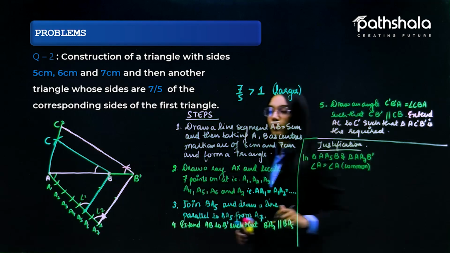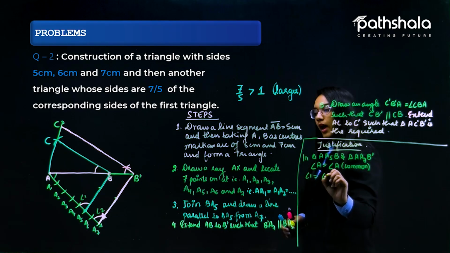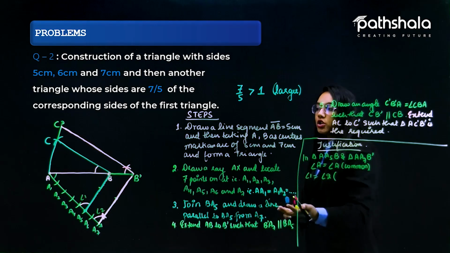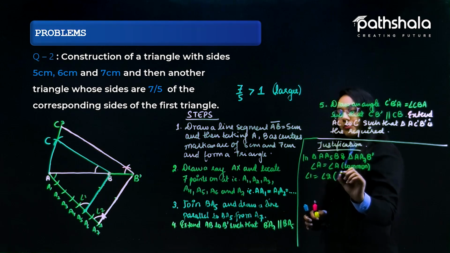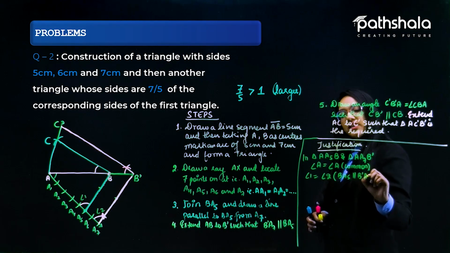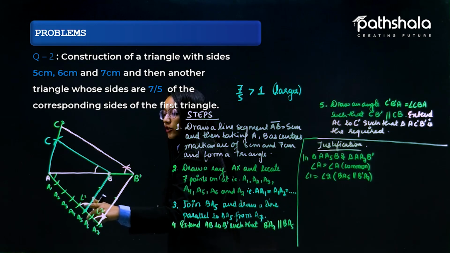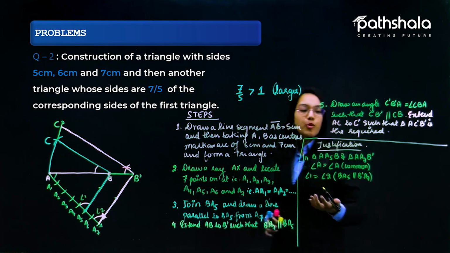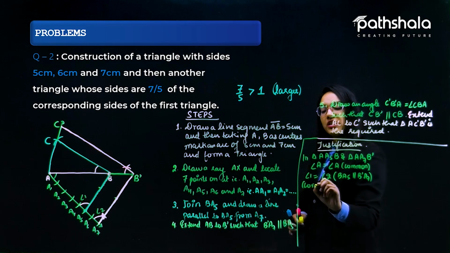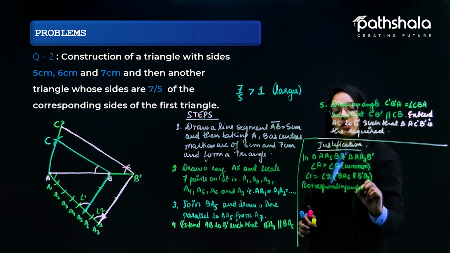We know that angle 1 is equal to angle 2. We can say by construction, or we can also say that the line BA5 is parallel to B dash A7. If the lines are parallel to each other, then these angles should be equal, because they are the corresponding angles. So if they are the corresponding angles, they are equal to each other.